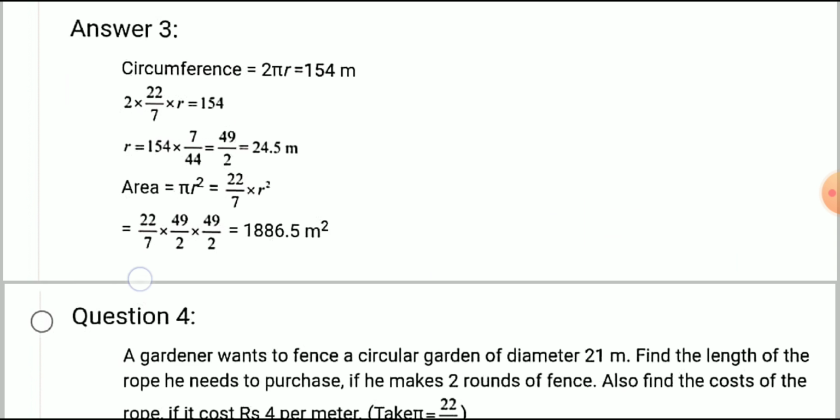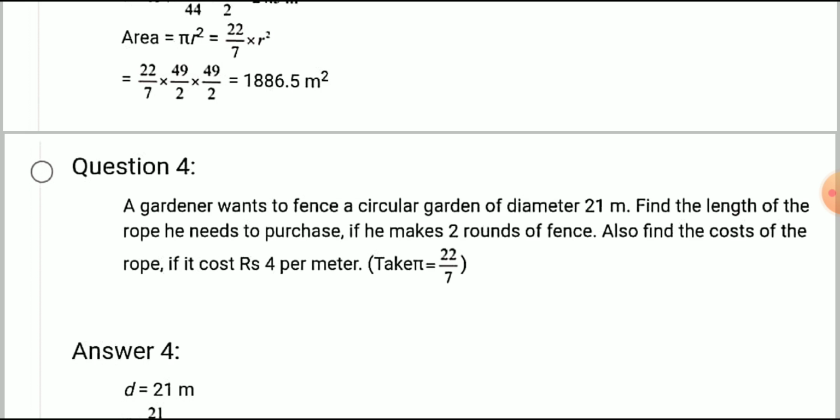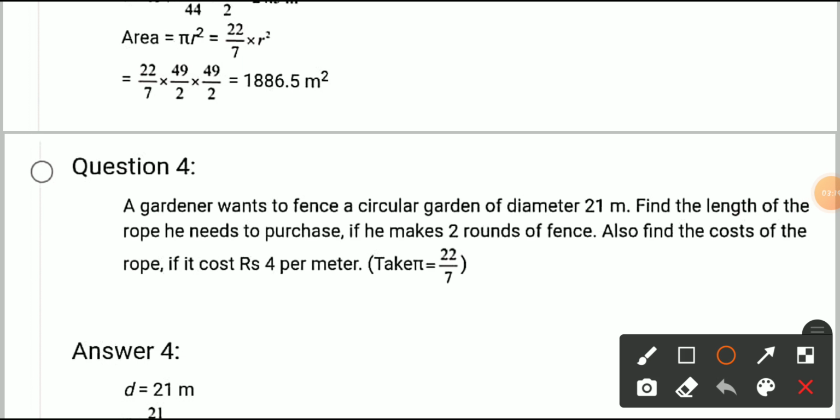Now the next question. Question number 4. A gardener wants to fence a circular garden of diameter 21 meter. Okay, so there is a garden whose diameter is 21 meter. This is 21 meter. If... find the length of rope he needs to purchase, we need to find the length of rope. Okay, length of rope means the circular path we need to calculate.